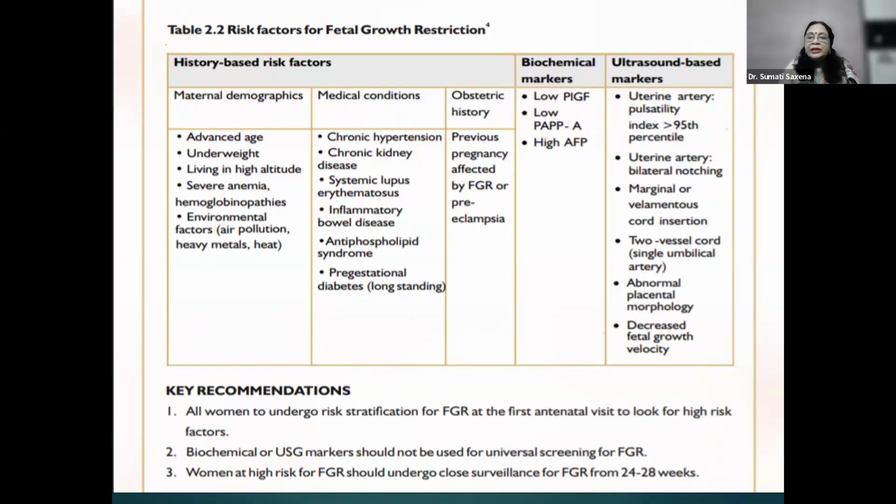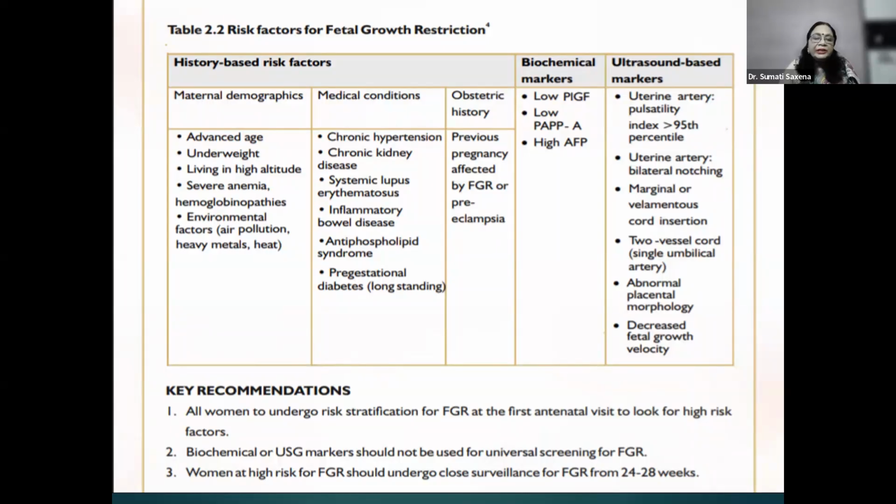And there are some ultrasound based markers in the form of uterine artery PI more than 95th percentile. Uterine artery notching is not considered nowadays, only PI is considered. And marginal or filamentous cord insertion on ultrasound, two vessel cord, that is in a two vessel cord there is a single umbilical artery, single umbilical vein. So single umbilical artery is a known cause for FGR. And abnormal placental pathology or decreased fetal growth velocity on ultrasound. These are all the indicators for fetal growth restriction.